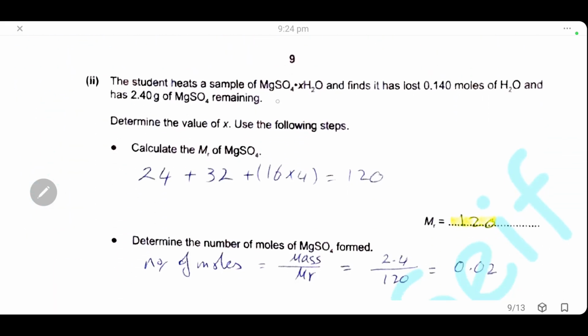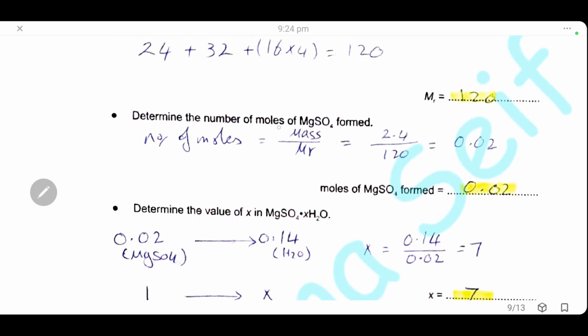The student heats a sample of hydrated magnesium sulfate crystals and finds it had lost 0.14 moles of water, and the final mass remaining, which is anhydrous magnesium sulfate, is 2.4 grams. First, we want to determine the value of X by the following steps. First, we will calculate the Mr for magnesium sulfate. So the formula mass of magnesium sulfate is 120 grams.